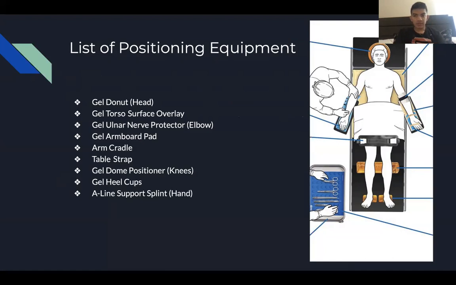In the mid, by about 2 inches above the knees, we have the table strap. Then under the knees, we have the gel dome positioner. Under the heels, gel heel cups. And then under the hand and the wrist, we have the A-line support splint.